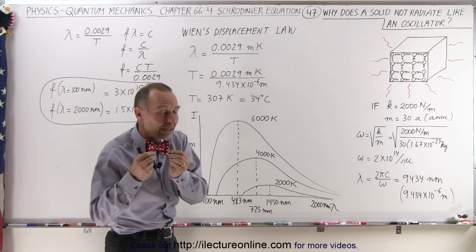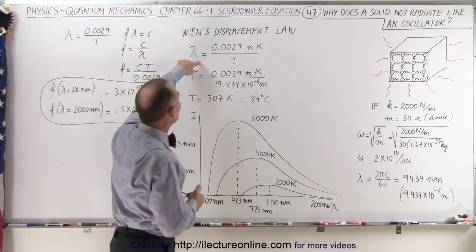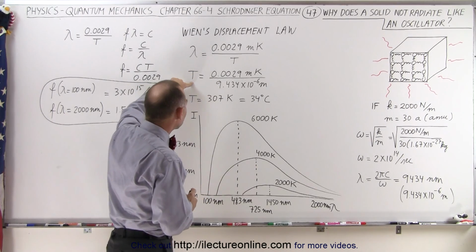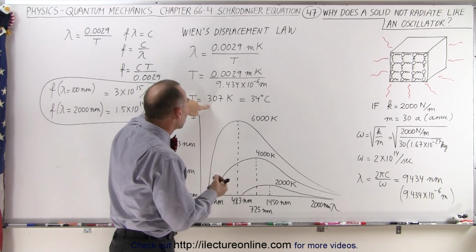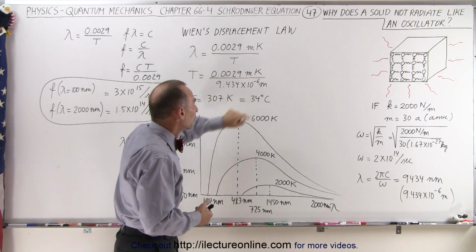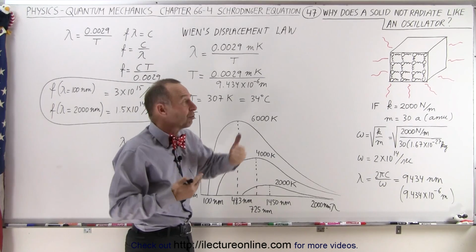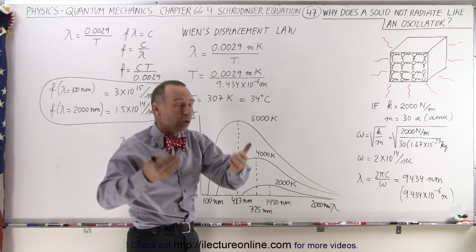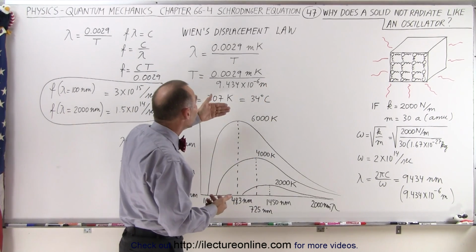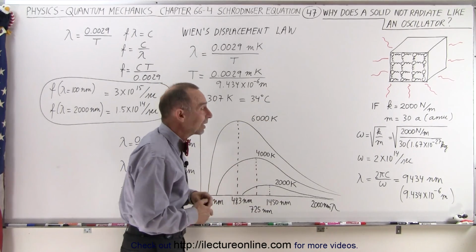And if we take that wavelength and plug it into Wien's displacement law and calculate the temperature, we get a temperature of 307 Kelvin, which is 34 degrees centigrade. So assuming that we're receiving that kind of radiation from a solid, we would then conclude from Wien's displacement law that the temperature of the solid would be 307 Kelvin.